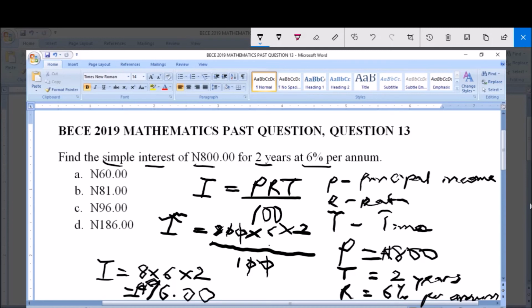Now from the options here, we see that option C says 96 naira, and our answer is 96 naira. So the simple interest of 800 for 2 years at 6% per annum is 96 naira, option C.